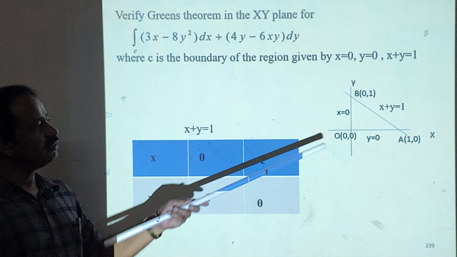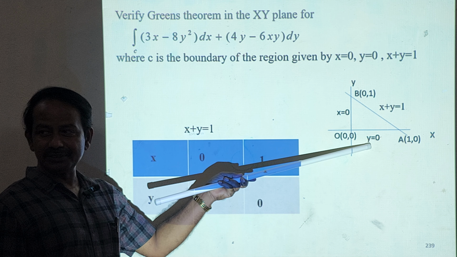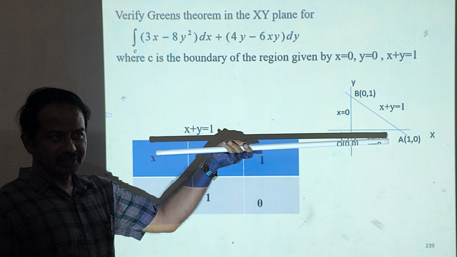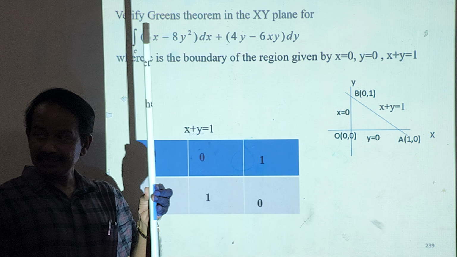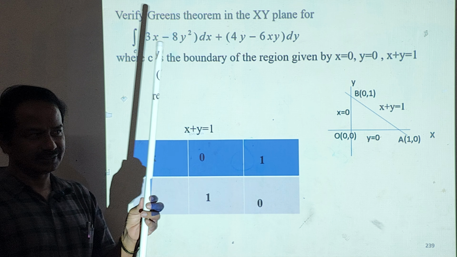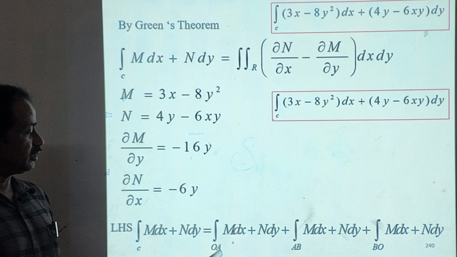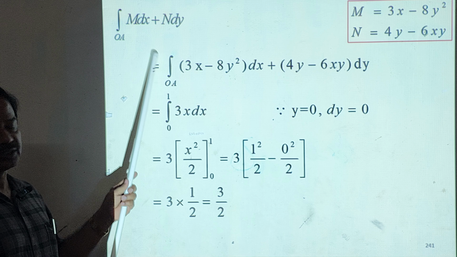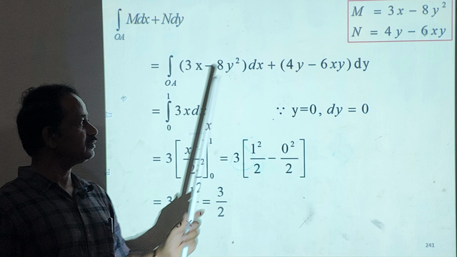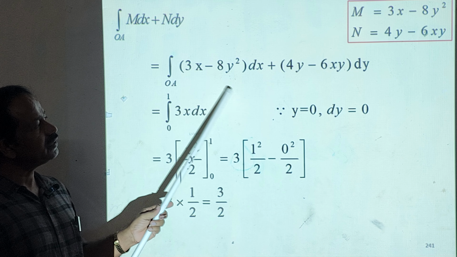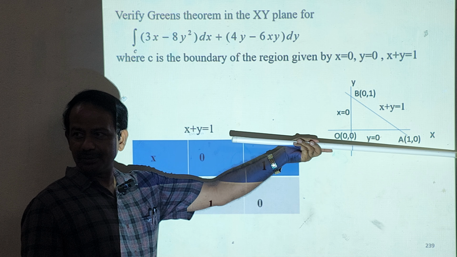Is it okay? Evaluating that will give you O to A. So for O to A, y equals 0. Okay, x alone exists, y equal to 0. Whereas for O to B, x equal to 0, y alone exists. So now O to A. So first we are going to evaluate this integral. So O to A, and of course M and N are given by this, and as per the problem, y equal to 0.